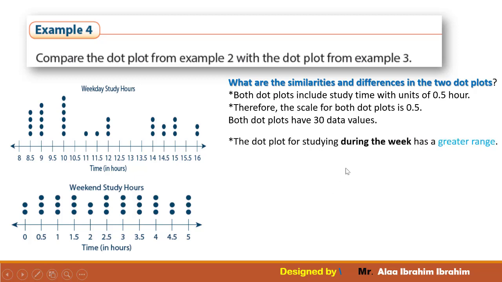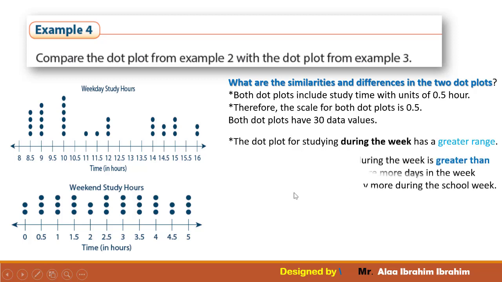Second, the dot plot of studying during the week has a greater range. So this one is during the week, but this is the end of the week. So here I found something very clear. The 16 and 8.5, the range we brought in example 2 as 7.5. So this is my range, and here my range 5 minus 0 is 5. So this is the greatest range. This difference here, something is very clear. So we have similarities and differences here. So we're going to another thing.